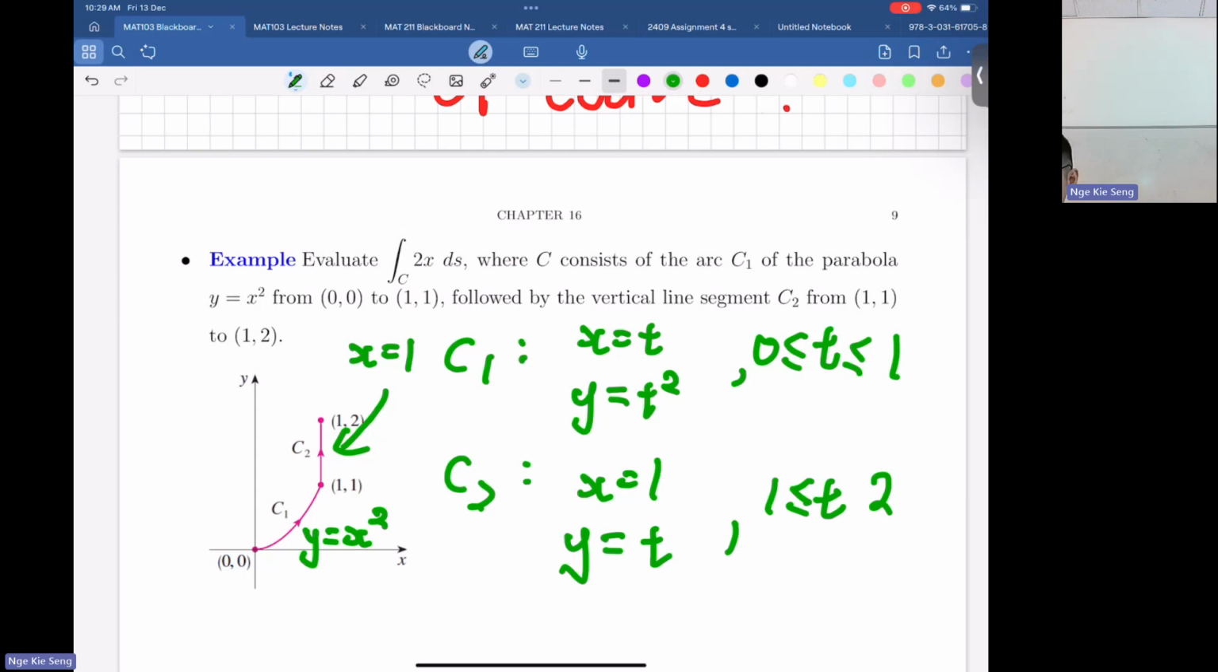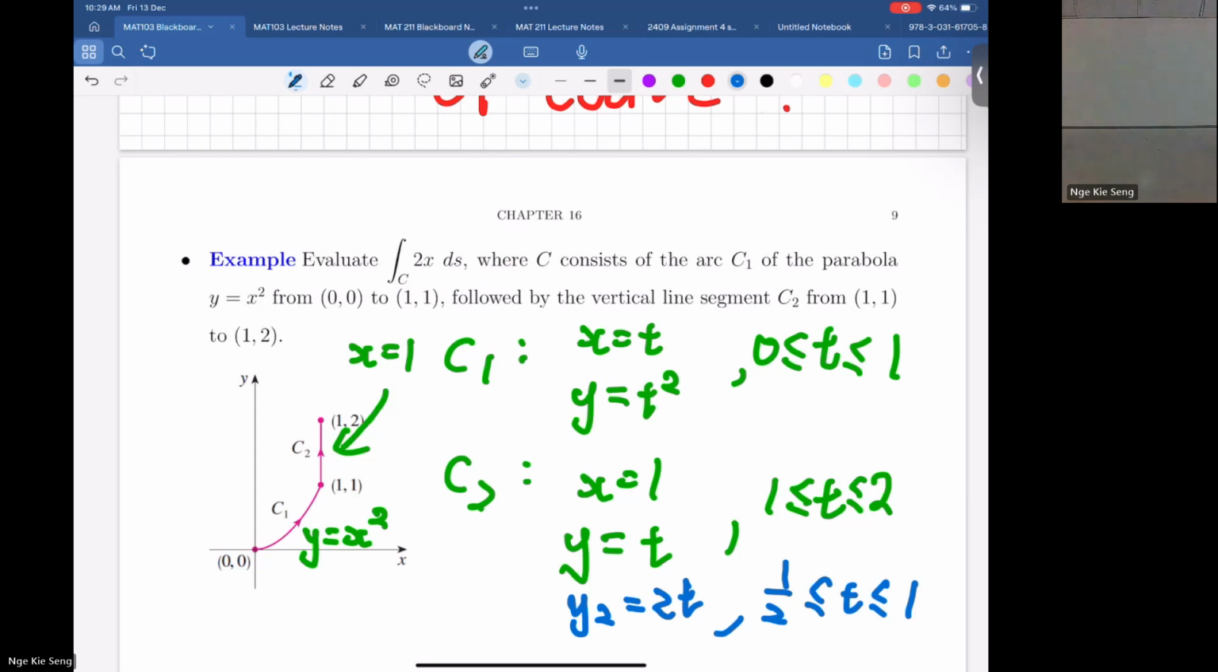Can I set y equals 2t? If I set y equals 2t, what happens to my new range here? It becomes 1/2 to 1. Do you think it will make a difference or not? If I pick a different parameterization here, will it make a difference for the integral? No, right? Just now we discussed that if we use any parameterization, the integral should be the same.